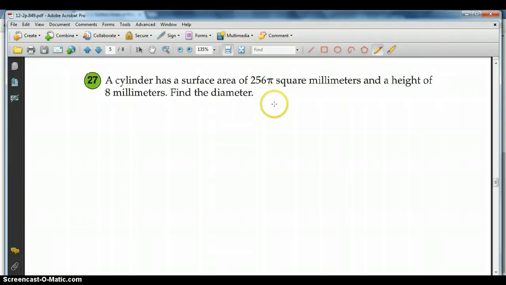For number 27, a cylinder has a surface area of 256 pi square millimeters and a height of 8 millimeters. Find the diameter. So to find our diameter, diameter is equal to 2 times the radius. So first we have to solve for the radius. Since we're talking about surface area here, we're going to write down our formula for surface area of a cylinder, which is 2 pi times the radius times the height of the cylinder plus 2 times the area of the base, where the area of the base is pi r squared.